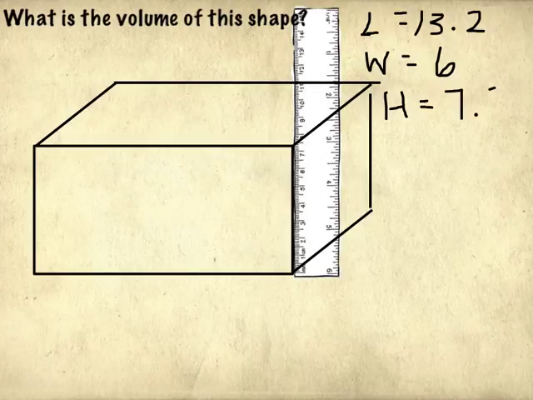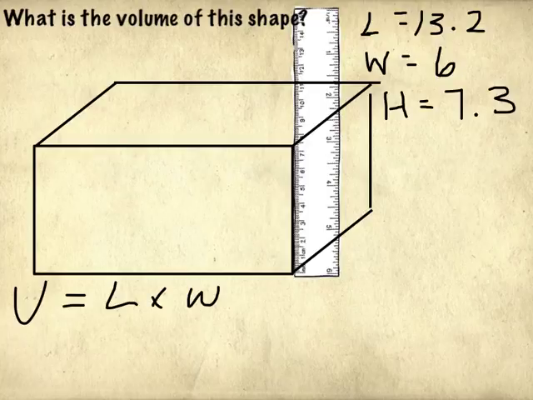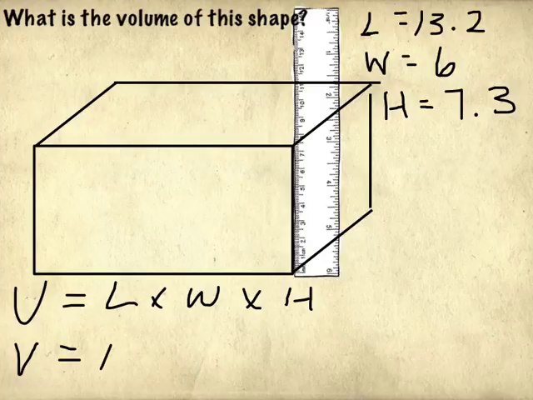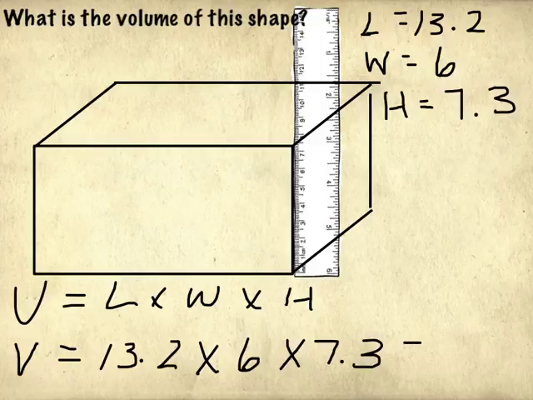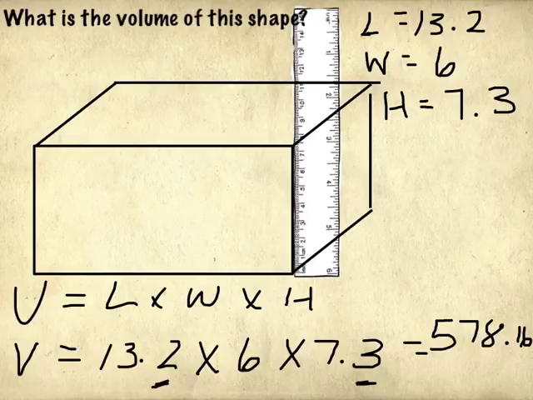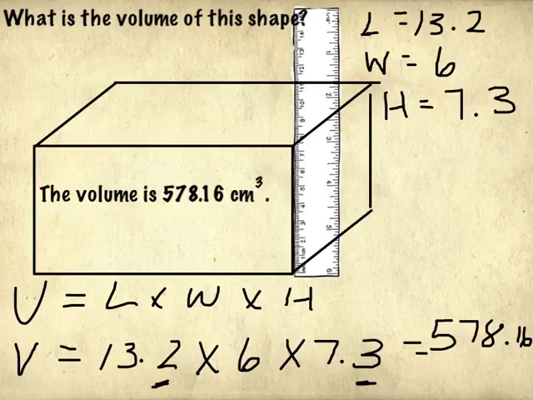As you know, the formula for volume is length times width times height. So I'm going to go ahead and sub that in. Volume equals 13.2 times 6 times 7.3. And I know that my answer, whatever it is, should have 2 decimal places in it. So I'm going to do that on my calculator. And I get 578 and 1600ths. So I'm going to write that as a sentence. The volume is 578 and 1600ths of a centimeter cubed.